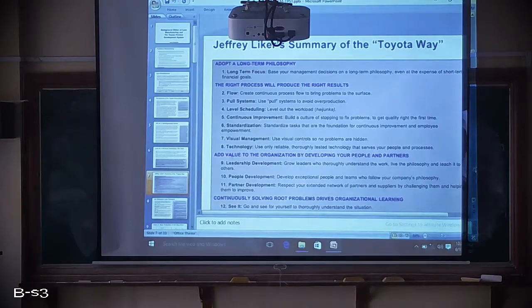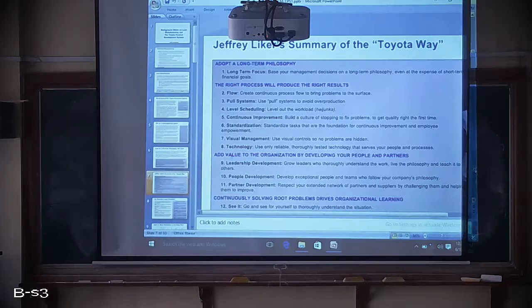So the company has some philosophy. If you develop a team or a set of people, they should follow it. There is always some sort of reluctance from the staff and workers, so make sure you develop a team such that they do exceptionally well. That's why they say select exceptionally good people in the organization, and they have to always follow the company's philosophy. Partner development: respect your extended work network of partners and suppliers by challenging them and helping them to improve.